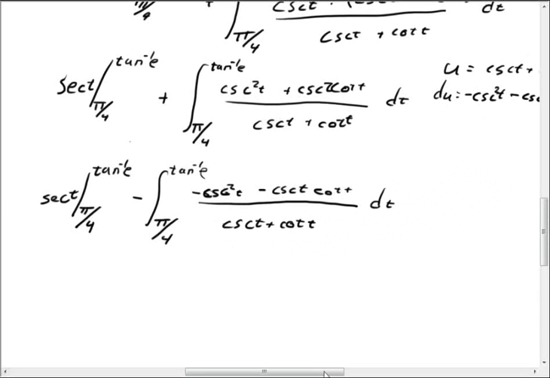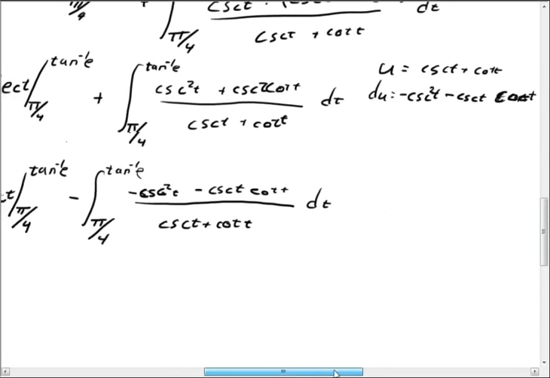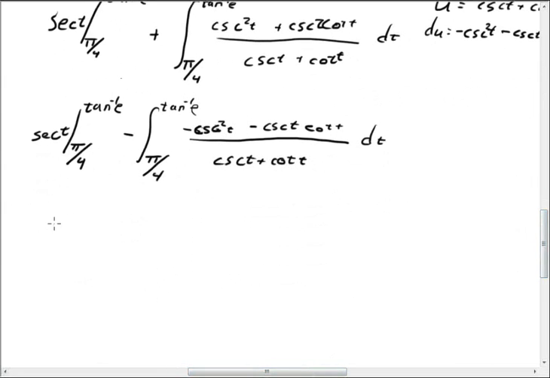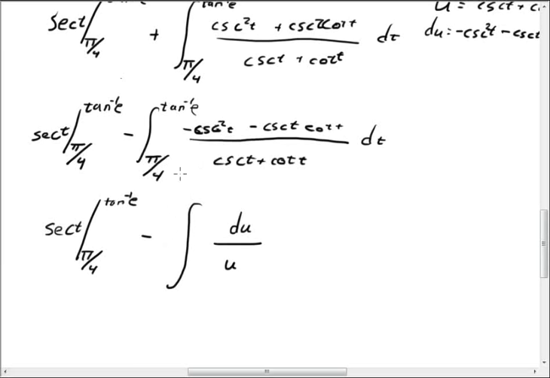So now we get to substitute in our u and du values we found in the last video. So we have secant t from pi over 4 to tan inverse of e, minus the integral of du over u, our favorite integral. And, well, one of our favorite integrals, an easy one to evaluate.